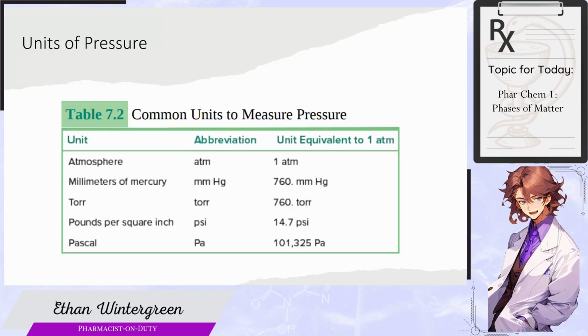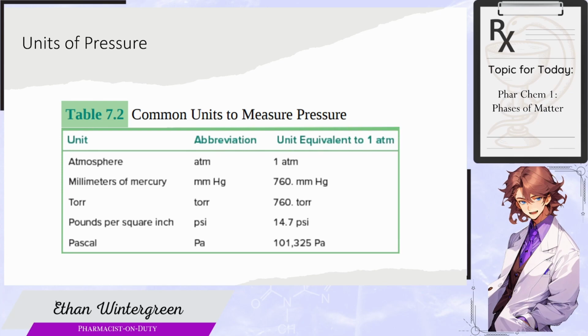So here are some common units of pressure you need to be familiar with. We usually use atmosphere at STP or standard units. However, another common unit is millimeters of mercury, or mmHg, where 1 atmosphere equals 760 millimeters of mercury.